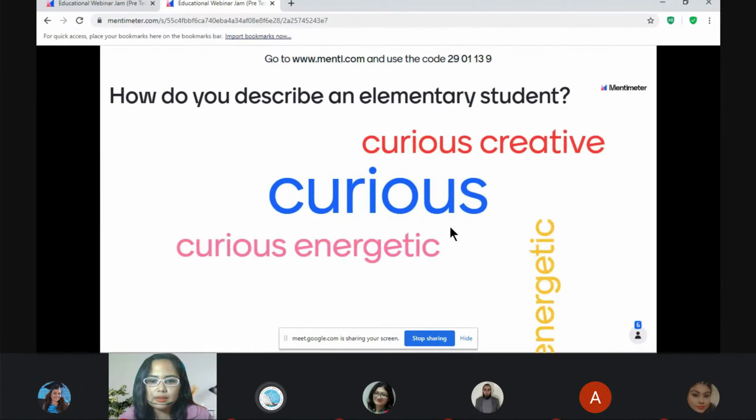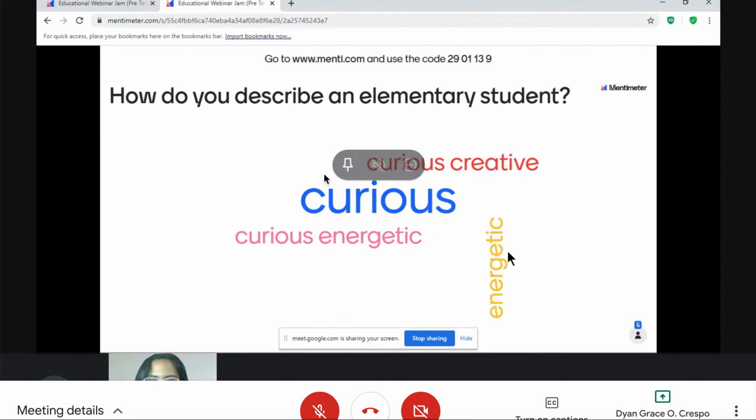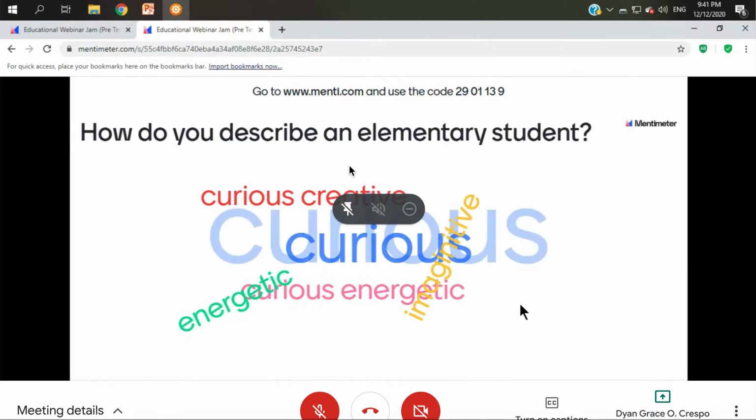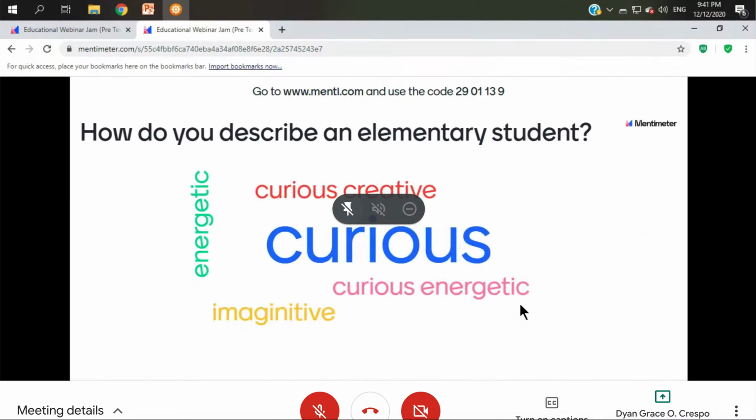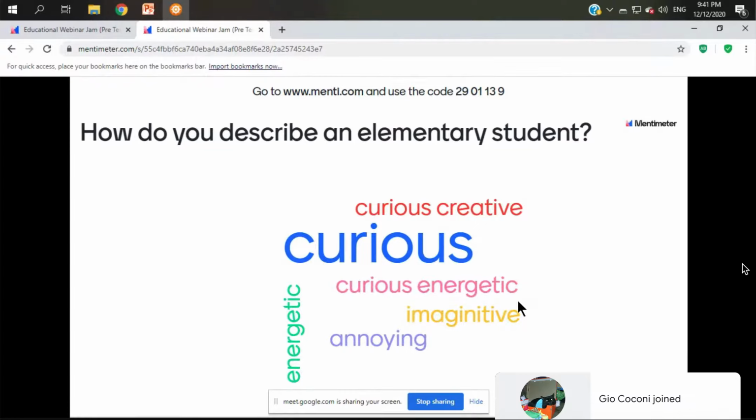curious, energetic. Okay, so most of us describe elementary students as, oh, we have imaginative. Very good. It's a different one. Most of us describe an elementary student as creative, curious, and imaginative, and sometimes, of course, annoying.